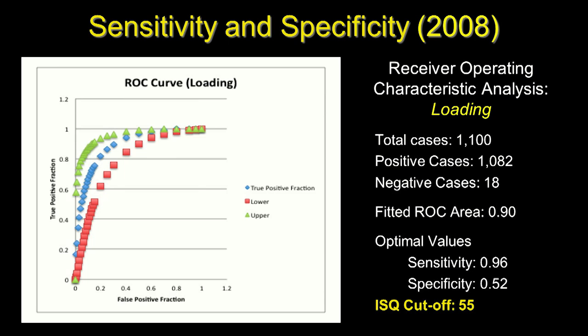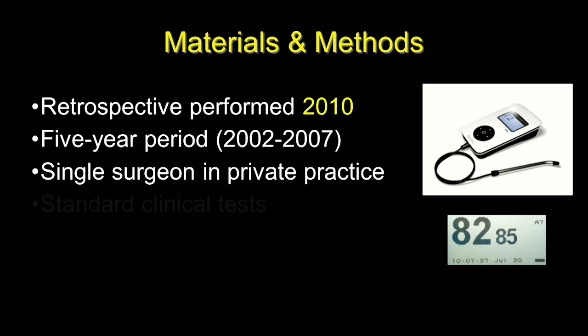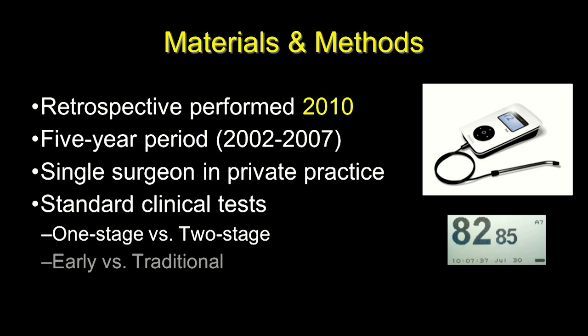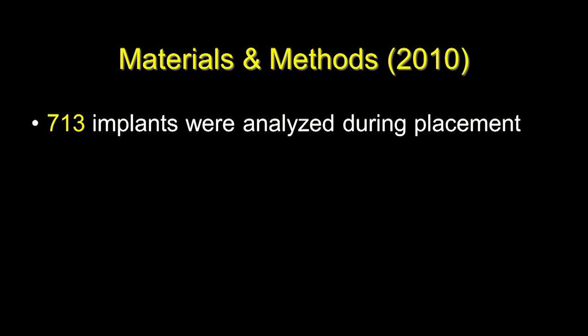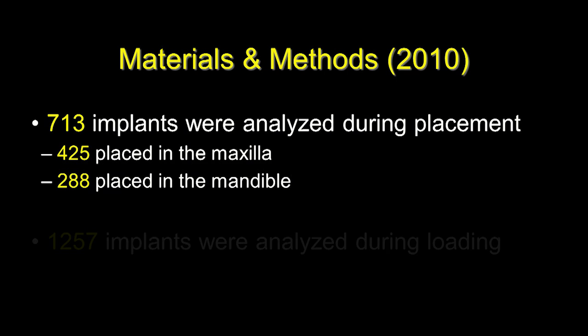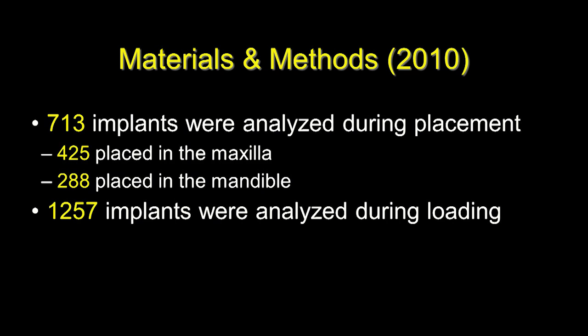Now, in 2010, we looked at those numbers again to try to get to an even more predictable ISQ number. We looked again at one-staging versus two-staging, early loading versus traditional loading. With this evaluation, we looked at 713 implants at the time of placement. 425 were placed in the maxilla, 288 in the mandible. Of the implants that were analyzed for loading, 1,257, again the majority were placed in the maxilla, 556 in the mandible.